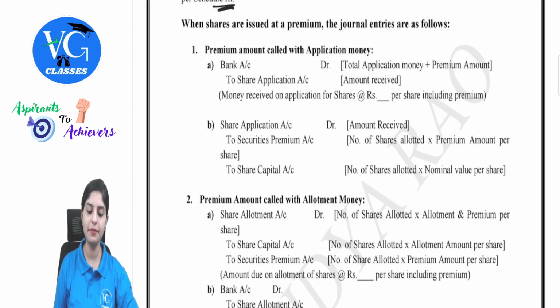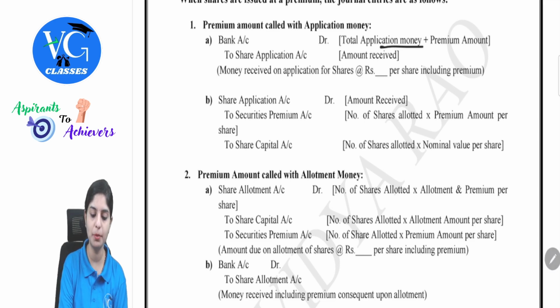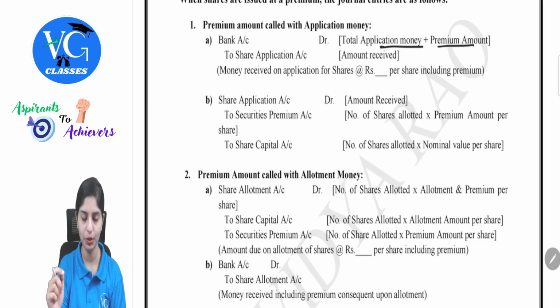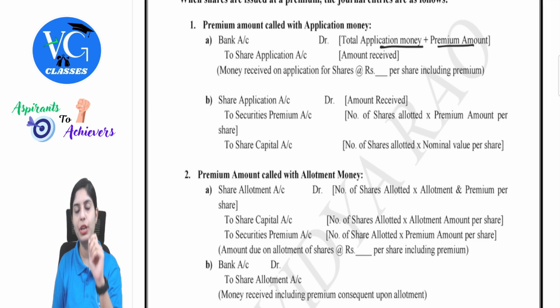So when we receive application money, what is the normal entry? Bank account debit to share application. Now here premium is collected along with application money. So the amount will be total application money plus premium amount. Next, whatever we collected, we understood it is not part of share capital, so we will have to bifurcate. What was the next entry we were generally passing? Share application account debit to share capital.